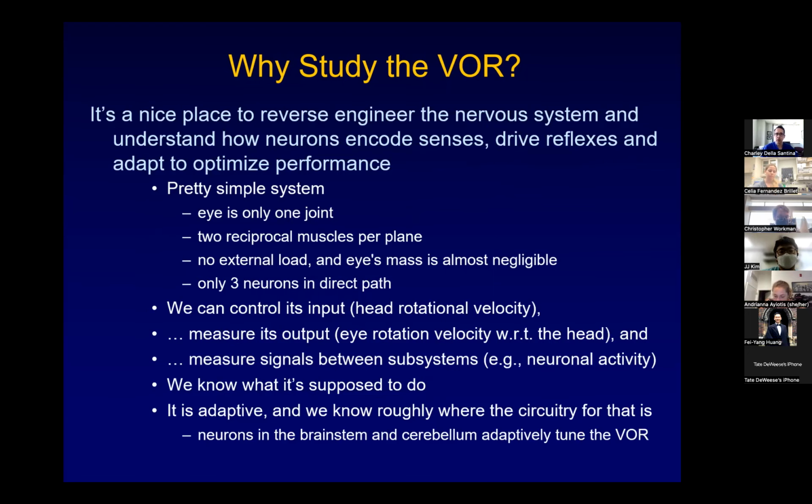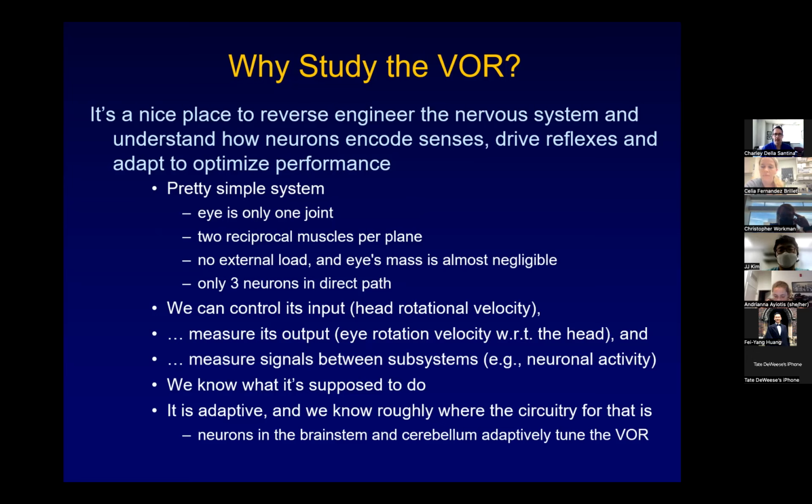So it's an important clinical system, but it's also a nice place to reverse engineer how the nervous system works more generally, and to encode how neurons encode senses and drive reflexes and adapt over time to optimize performance. So here we're talking about this system, not just because it's a clinically important place where disease happens, but because if you're interested in learning about how neurons work and how the brain learns, this is a great place to work. It's way less complicated than a lot of other things you might try to study.